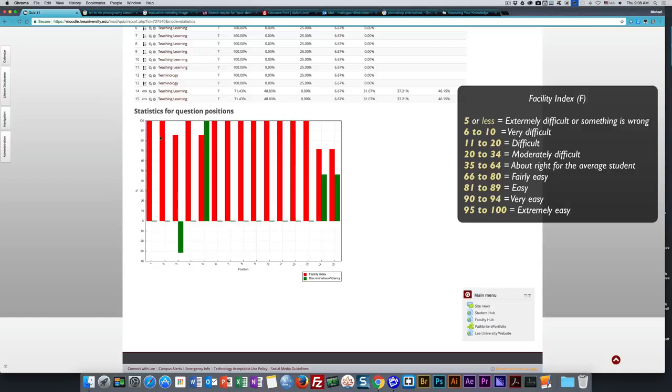Then we have those that are up here between 80 and 90, and those are fairly easy, as an 80.